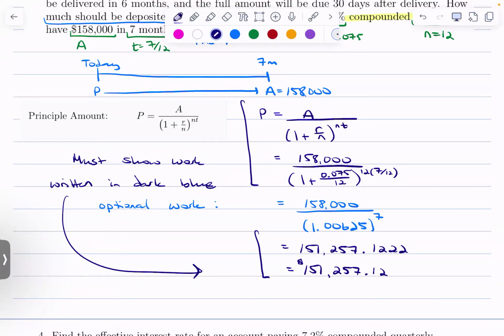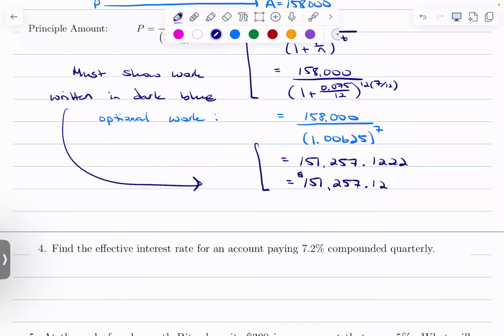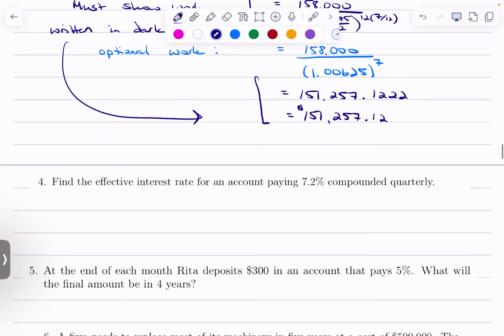Nice. So you'd have to invest $151,257.12, and in 7 months it will have grown to $158,000, so you can pay off your bills. Questions about that one? Okay.